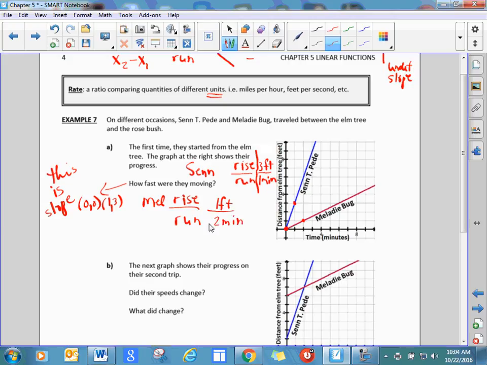So that's how fast they were moving. And if I just ask you to do a little analysis between who's the slowpoke and who's the speedy person here, you can see that Centipede is moving faster. For every 1 minute, he's going 3 feet. And for every 1 foot, it takes her a full 2 minutes. So he's going quite a bit. What is that, maybe 6 times as fast as she is?